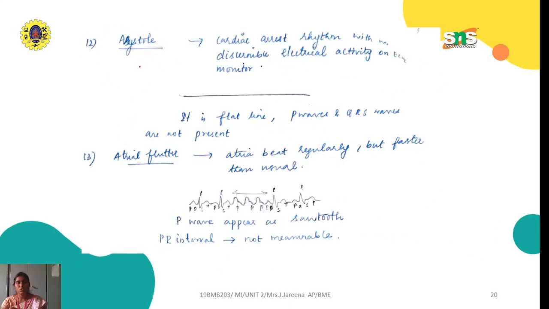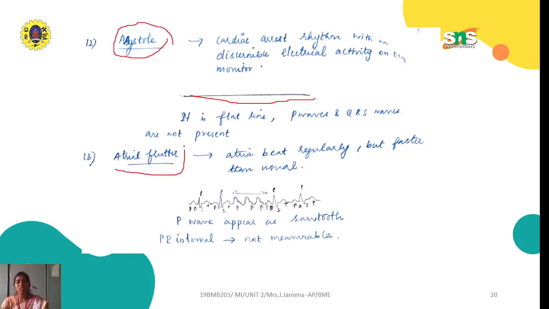Next one is asystole. This is the condition you might have seen in many movies. When the patient dies, you will have a single line on the monitor, right? This single line on the monitor means you don't have any electrical activity. It means that your heart is not pumping or functioning properly. That condition is called asystole.